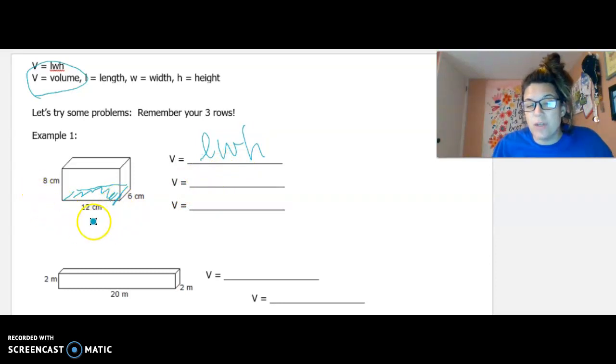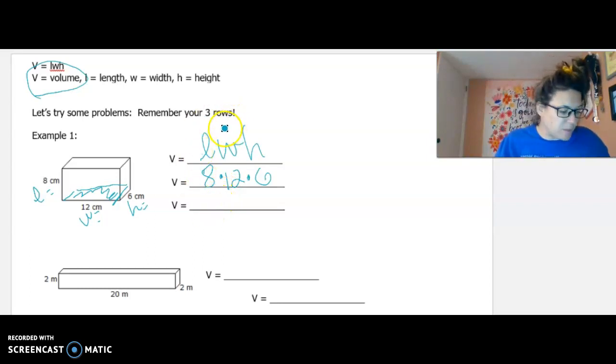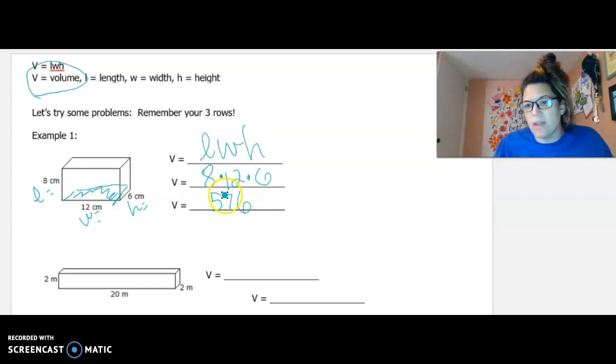Honestly, it doesn't matter which one you assign the length, the width, and the height. You can make the 8 the length, the 12 the width, and the 6 the height if you want to. Then the second row is where we put in our numbers. We substitute our numbers in for the formula. So the length was 8, the width was 12, the height was 6, so I put my numbers in the right place. And then I multiply them. And I get 576. And then remember on your weekly reviews, do not forget the units of measure. So these are cubic centimeters because I'm filling up this with cubes.